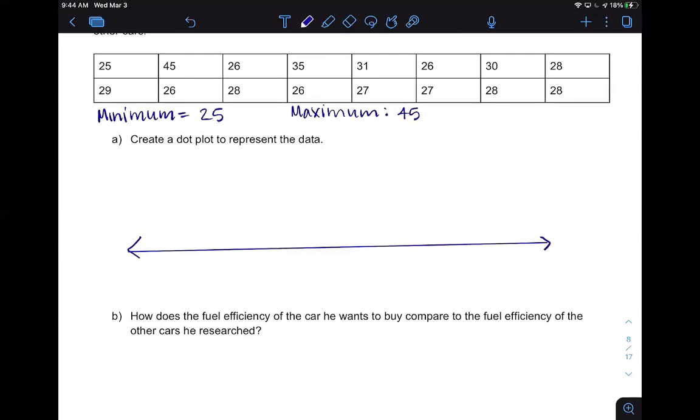Remember what I talked about the other day when we were graphing scatter plots? I'm okay if you don't write every number. So we can go 25 and then do 4 small lines, 1 big line to represent 30, 4 small, 1 big for 35, 4 small, 1 big to represent 40, 4 small, 1 big, 45.